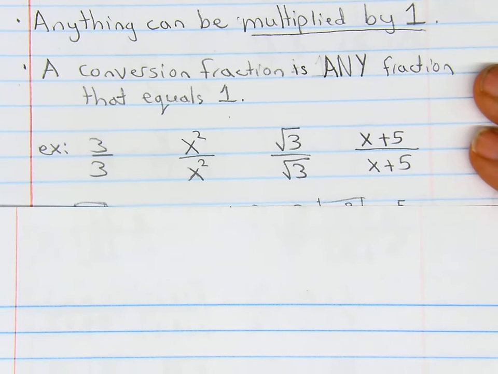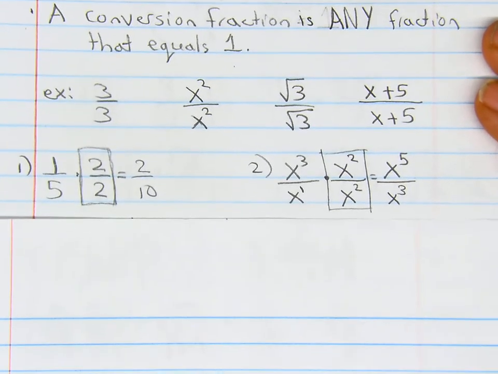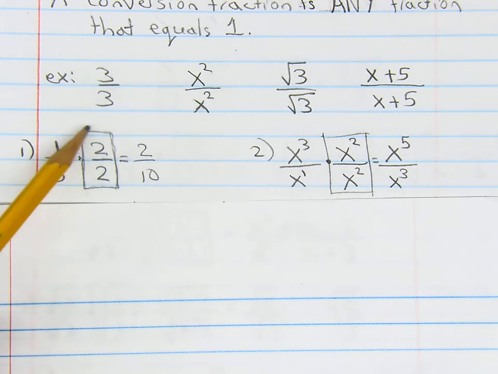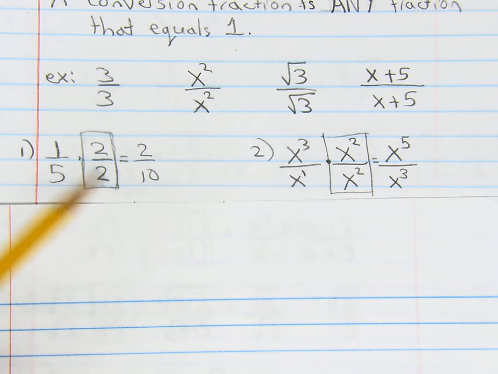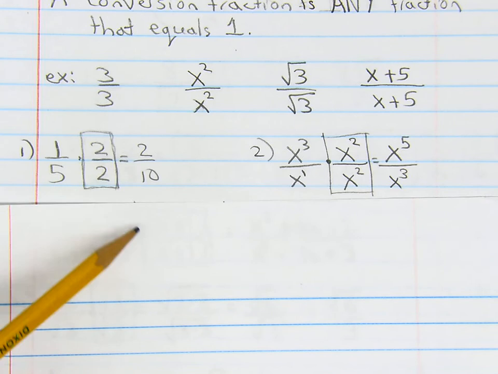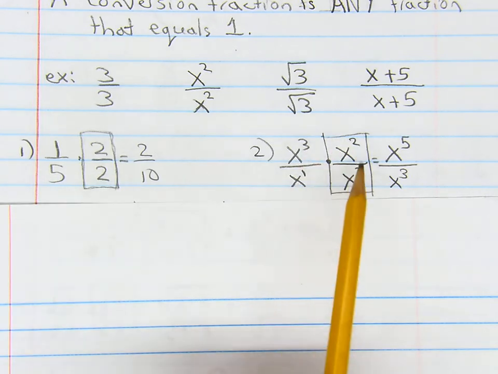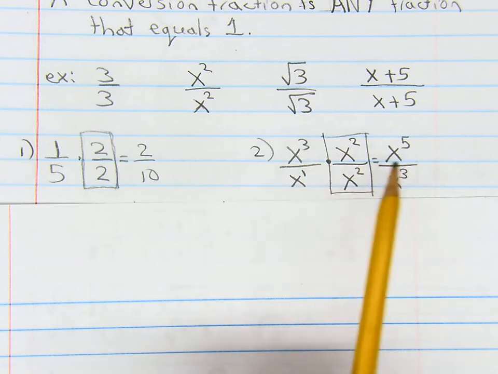So let's look at some other examples of this actually being in play. I could take the fraction 1/5 and multiply it by the conversion fraction 2 divided by 2, so I'm converting it into tenths, by multiplying it by a fraction equal to 1. You can do the same thing with x's. This just means 1, so this is just an equivalent fraction.